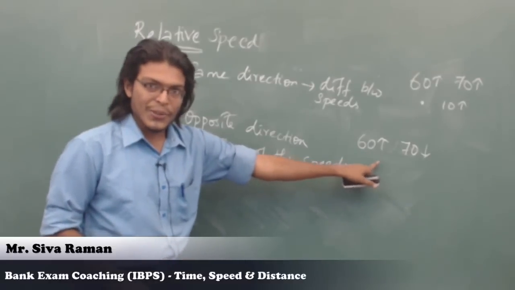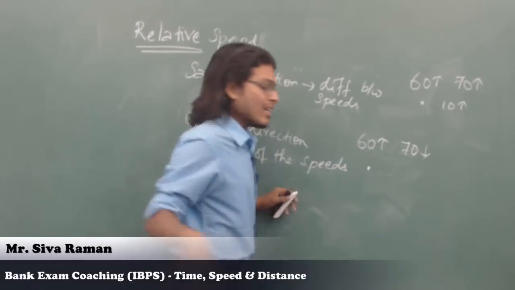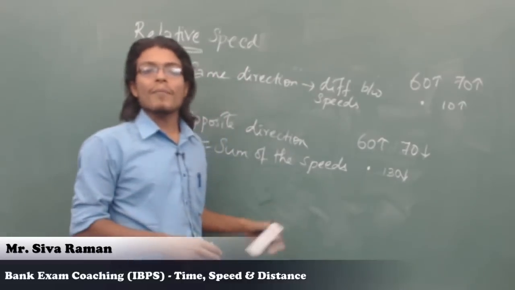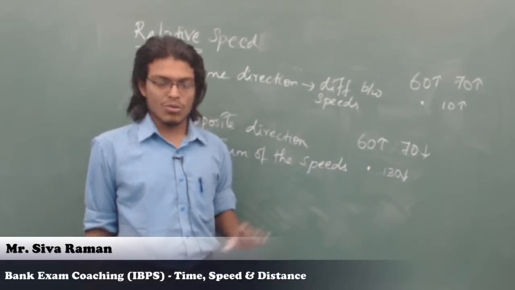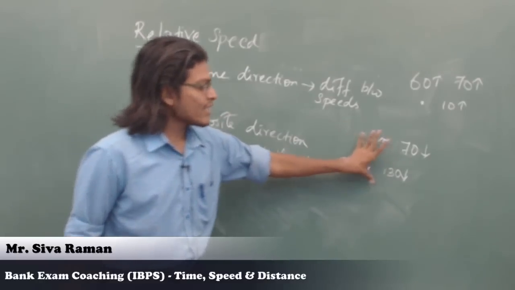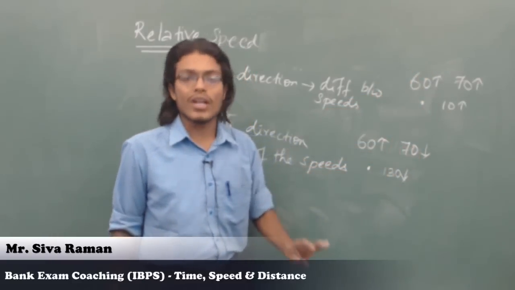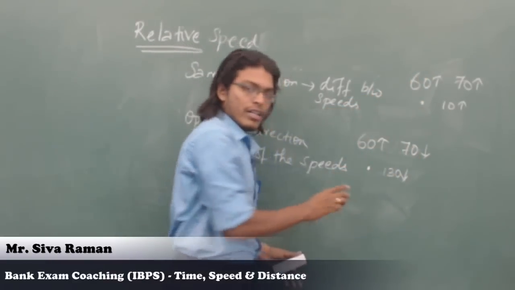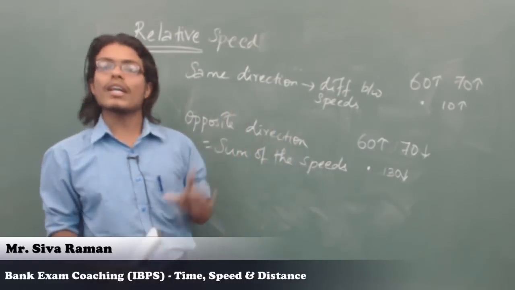This scenario is similar to you standing still and a bus crossing you at 130 km per hour. Both of these will take the same amount of time. So for clear understanding, this is how you can remember relative speed. These two scenarios are one and the same. They are not different. The time taken for these two and these two will be one and the same. Right. So this is relative speed.